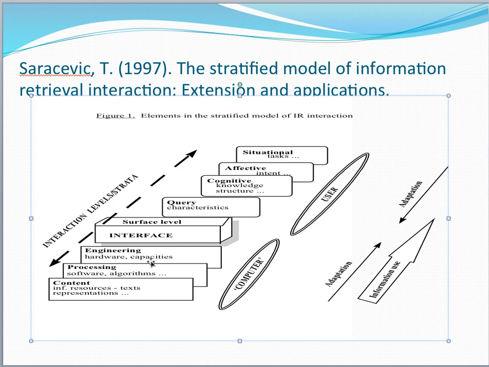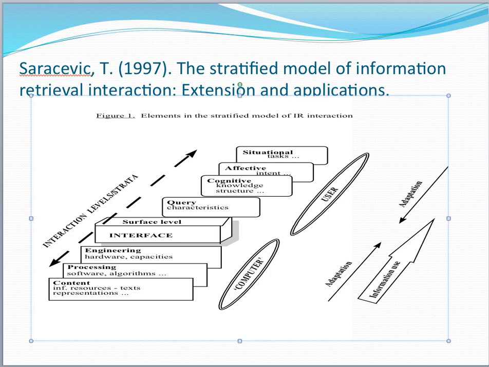In the lower part we have the computer or the system, and in the upper part we have the user and his information need. Of course there is an adaptation, most of the time from the user's side to the system, because it's harder for a system to adapt. And once we get the information, then we do the information use.